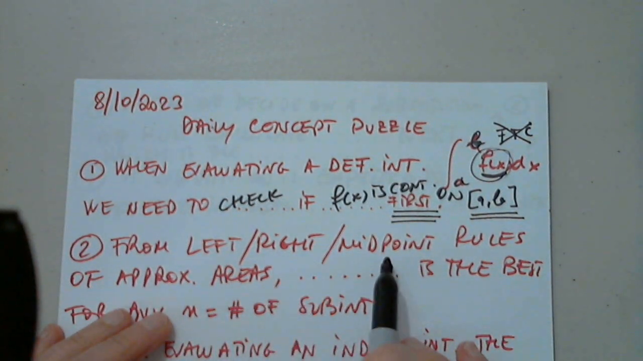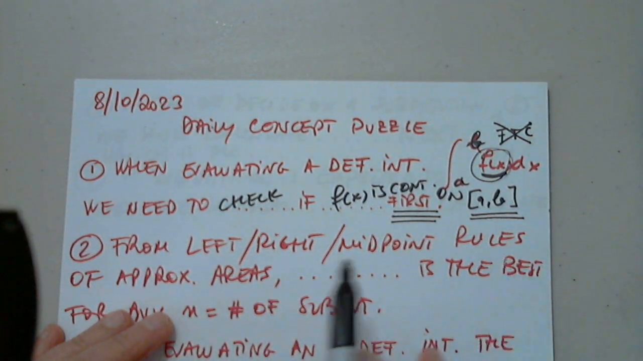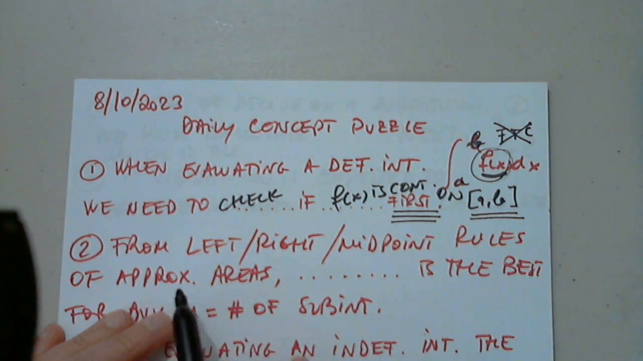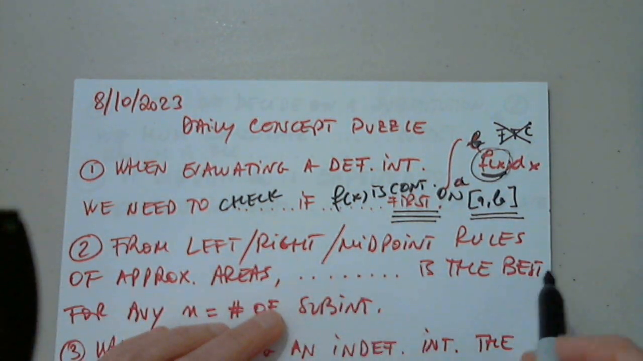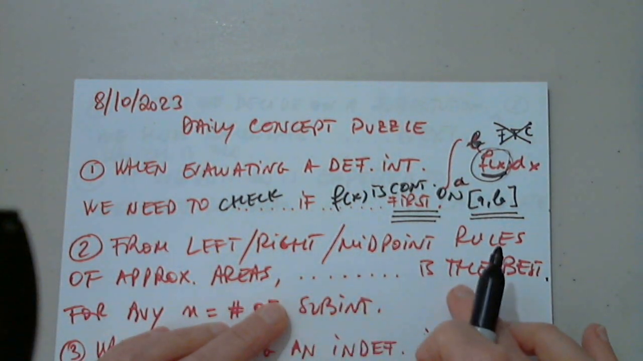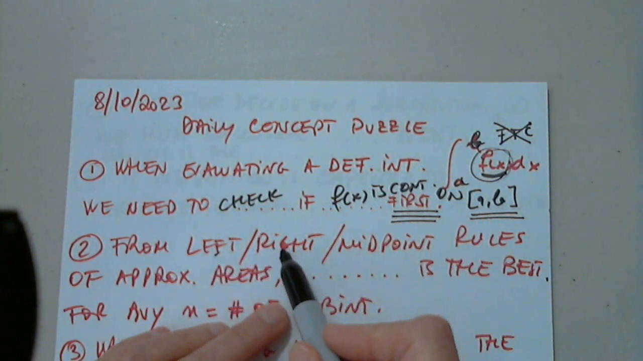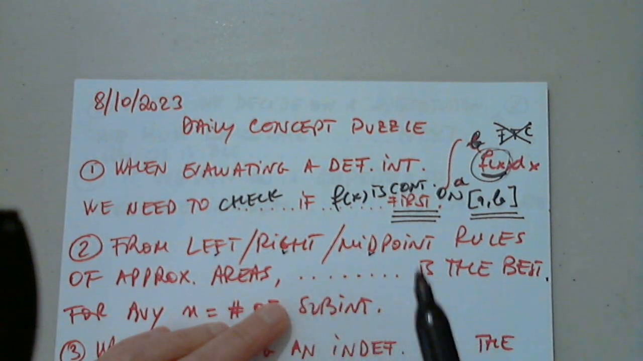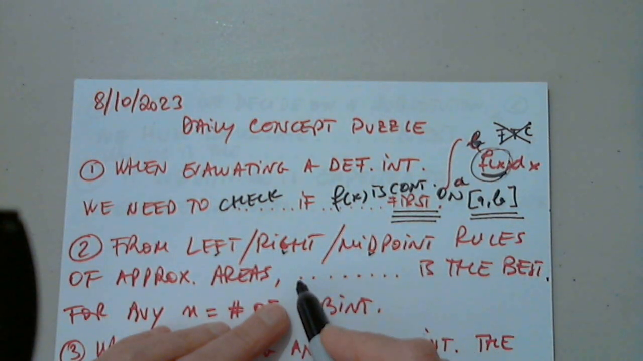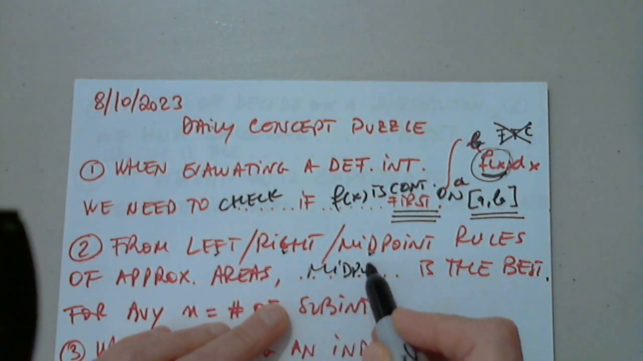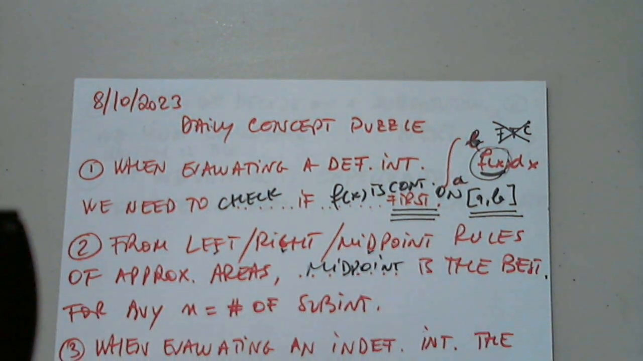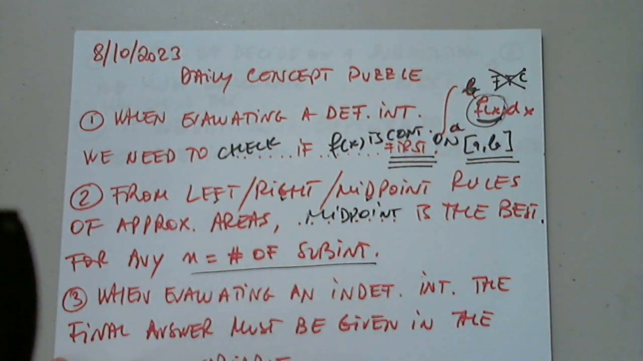From left, right, and midpoint rules of approximating areas, which one is the best? None of them is perfect, but from these three, which one will give us the best approximation? Midpoint, for any number of subintervals.